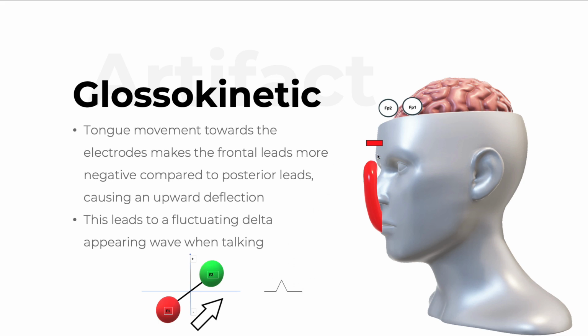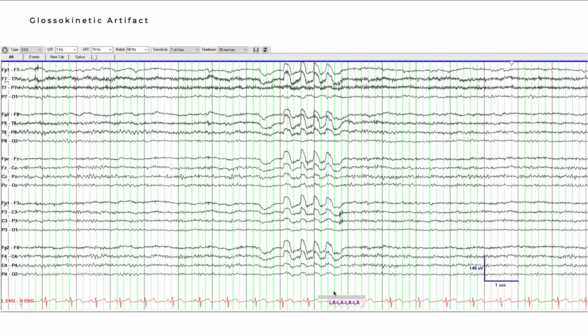If a patient's tongue is pointing upward, it's going to lead to negative or upward deflection, sort of the reverse of the eyeball. And again, you name it based on the first electrode. So it's a negative deflection and it's going to point upward using our convention. Here's our Cartesian system to help you remember that. Often it presents as fluctuating delta.